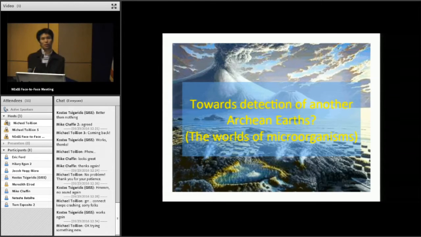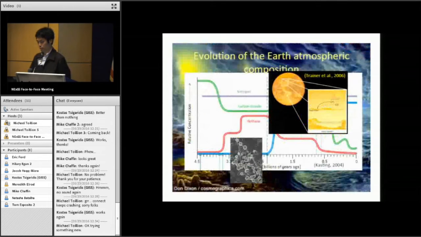In one of your slides, a couple of slides down, you show that you had much more carbon dioxide than nitrogen. Where's it coming from? I thought that nitrogen is always more than carbon dioxide.